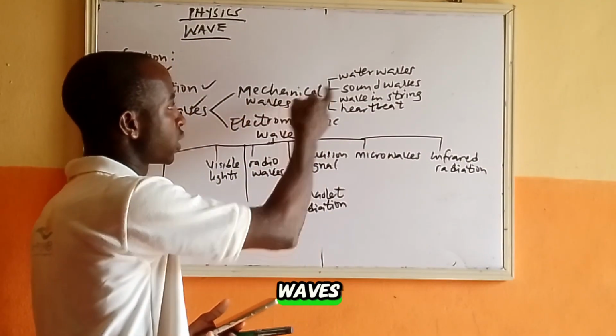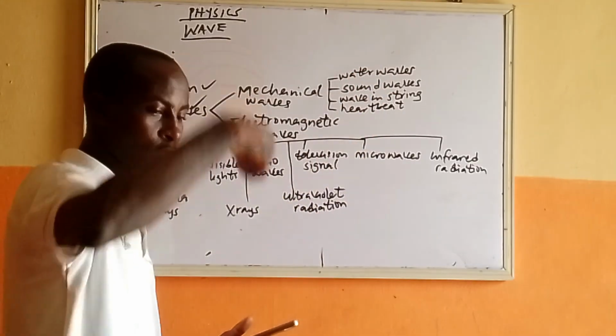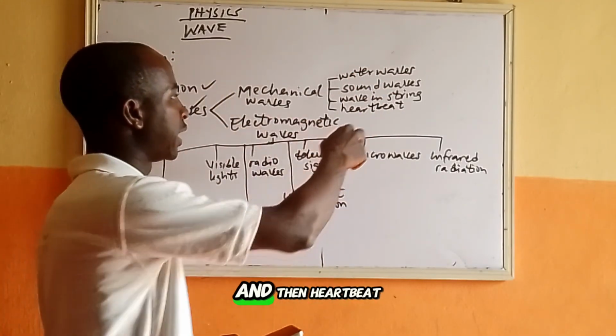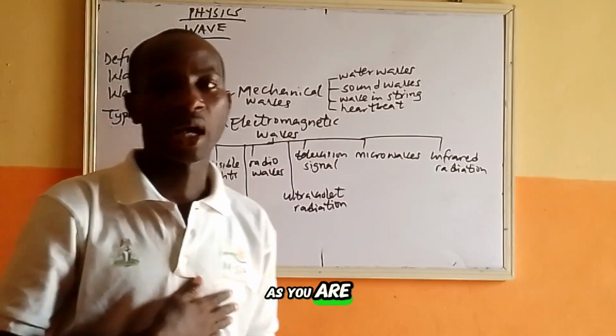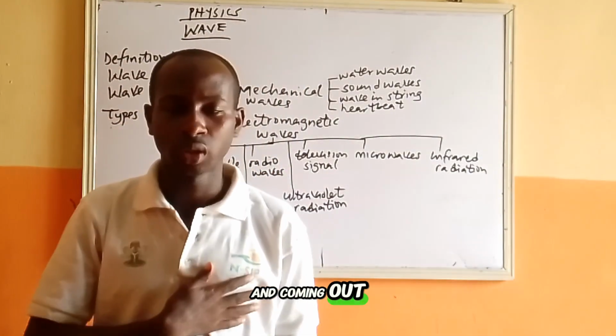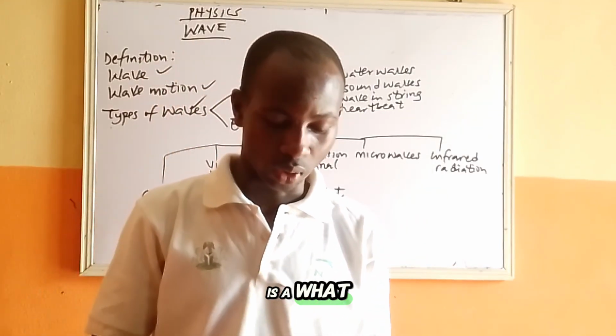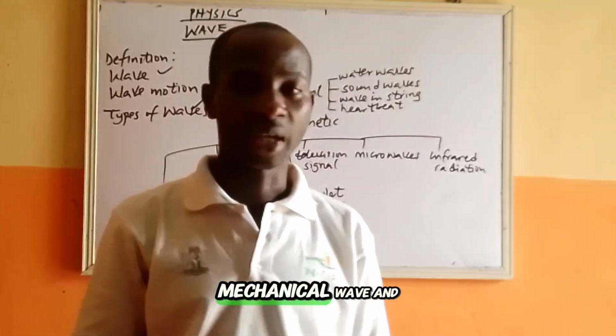Examples of mechanical waves: water waves, sound waves, waves in a string under tension, and then heartbeat. As your heartbeat goes in and comes out, the way you feel your pulse is an example of a mechanical wave.